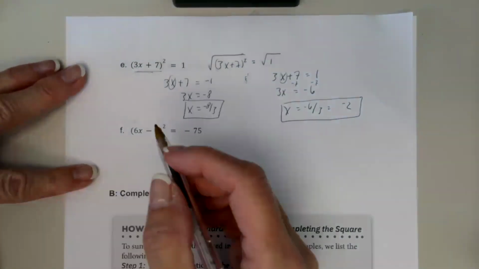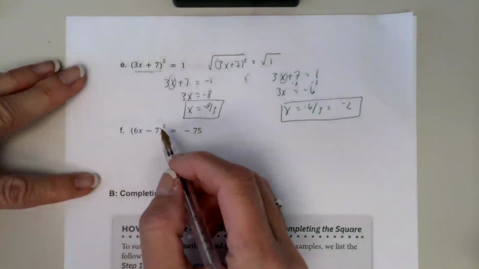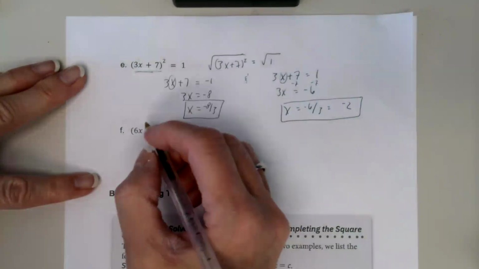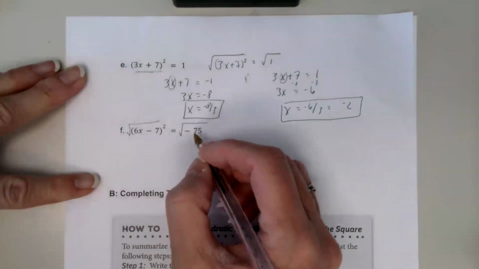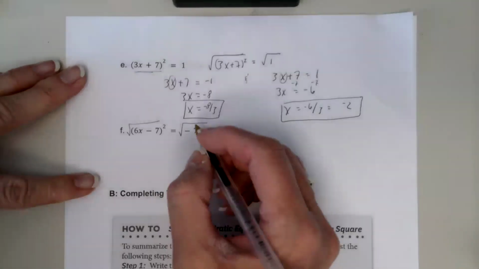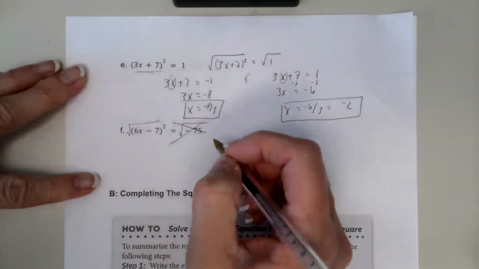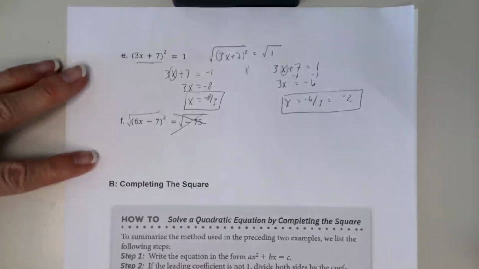Then on F, again, I have a something squared. So I'm going to square root that, and then I'm going to square root over here. But again, I'm trying to take the square root of a negative 75, and I cannot do that. So there's no real solution.